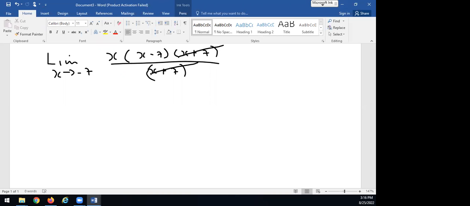You can go ahead now and make a direct substitution, because what you have remaining is a polynomial, so to speak. So let's go ahead and simplify. So we're going to have minus 7 times minus 7 minus 7, which is minus 7 times minus 49.